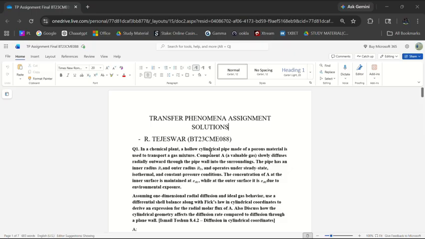The topic I have chosen is diffusion in cylindrical coordinates. So we'll be dealing with mass transfer across a cylindrical shell, which we have assumed to be our differential element.